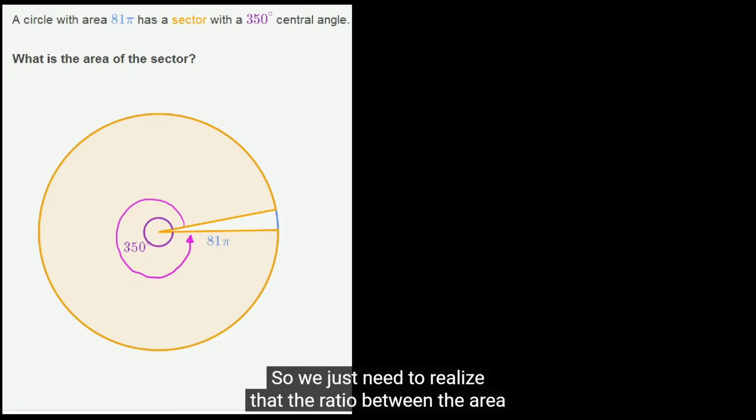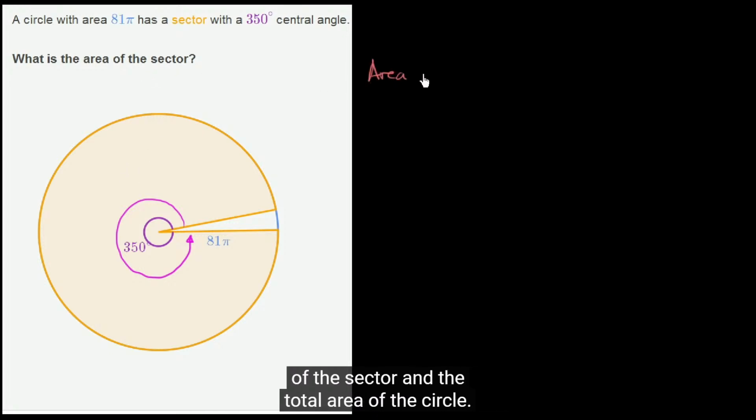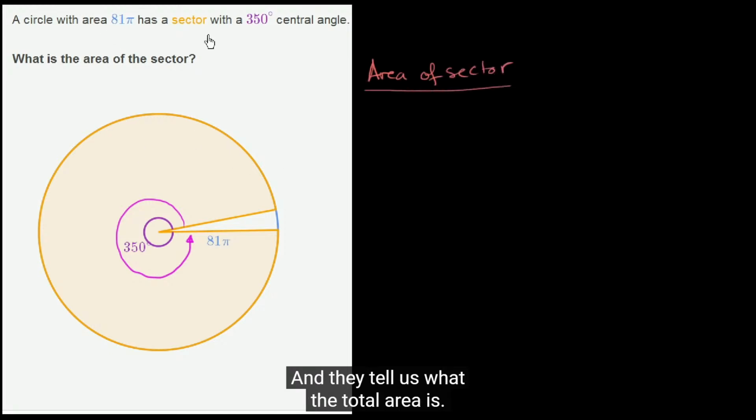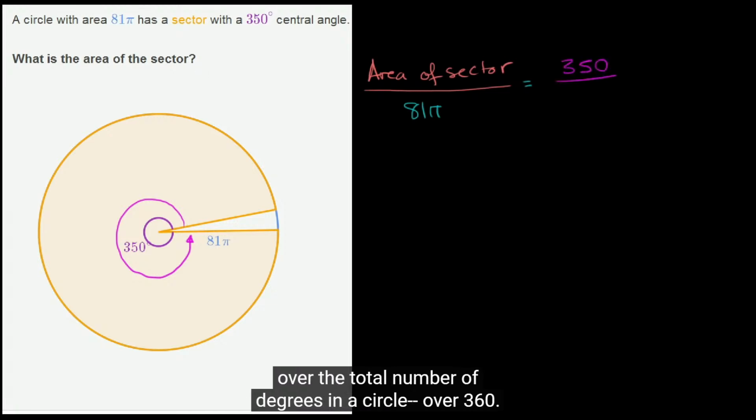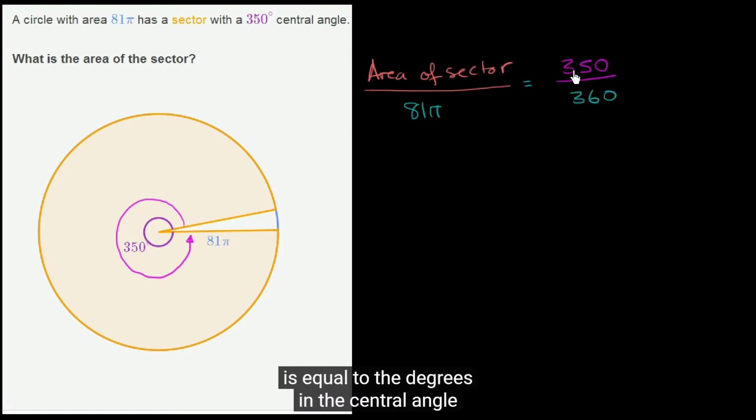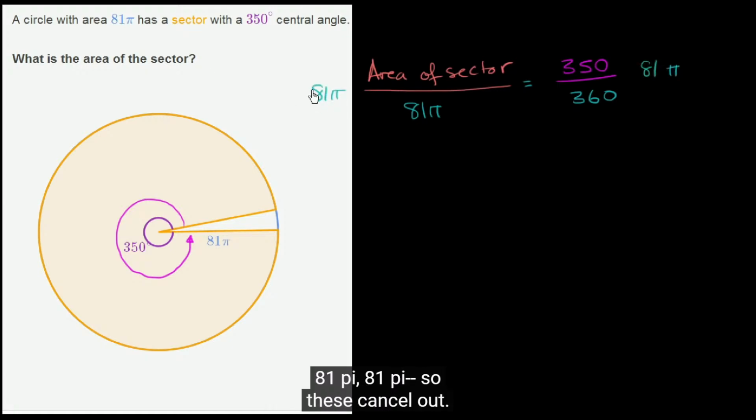So we just need to realize that the ratio between the area of the sector and the total area of the circle, and they tell us the total area is 81 pi, is equal to the ratio of its central angle, 350 degrees, over the total number of degrees in a circle, 360. So the area of the sector over the total area is equal to the degrees of the central angle over the total degrees in a circle. And then we can solve for the area of the sector by multiplying both sides by 81 pi. So these cancel out.